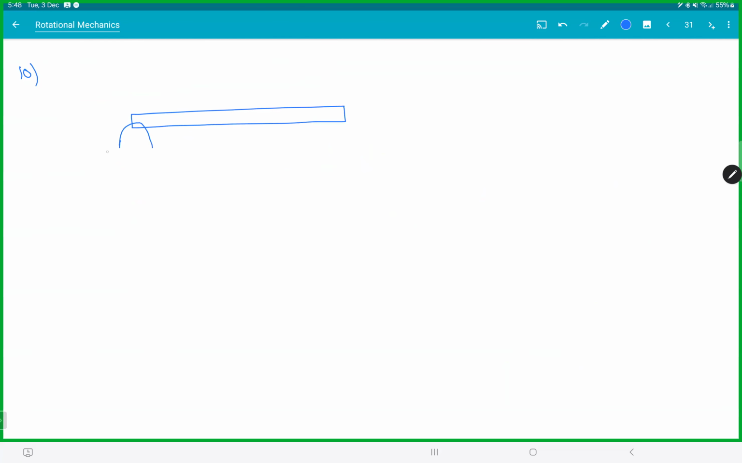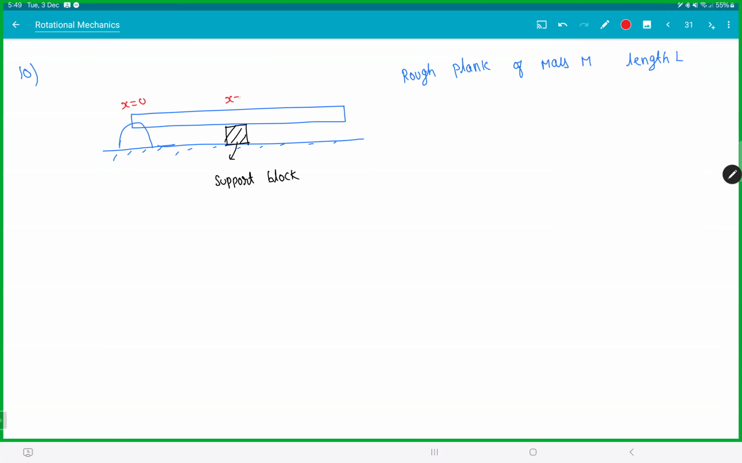So we have a wooden plank here. It's a rough plank, mass M, length L. So this is supported by a block. This is your support block. So this is x is equal to 0. So initially the block is at center, L by 2. This is the corner, x is equal to L.